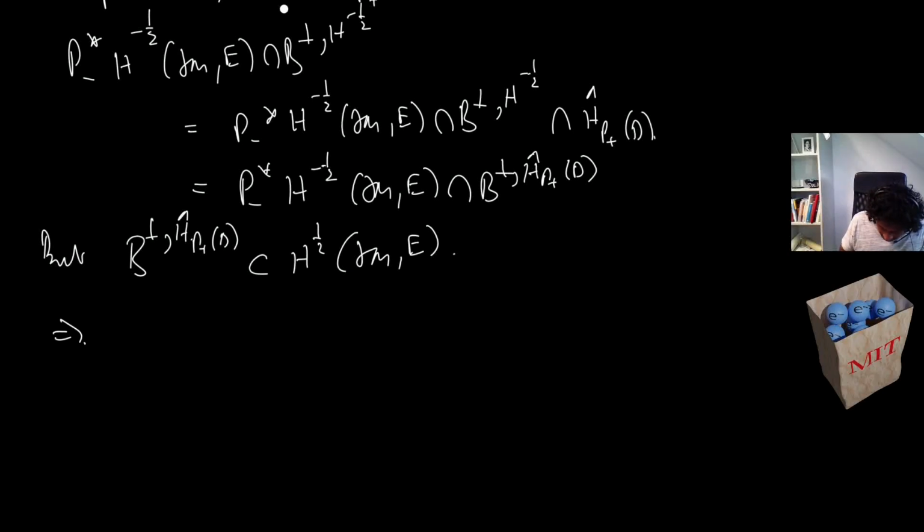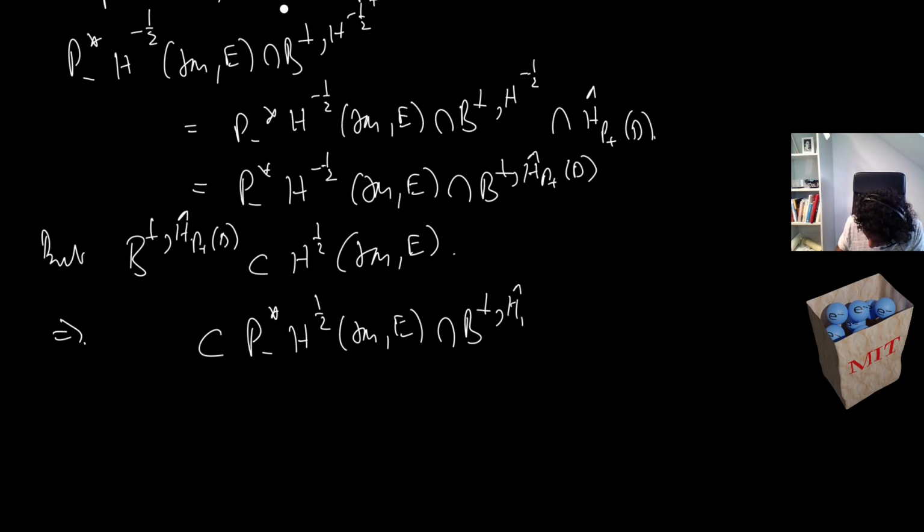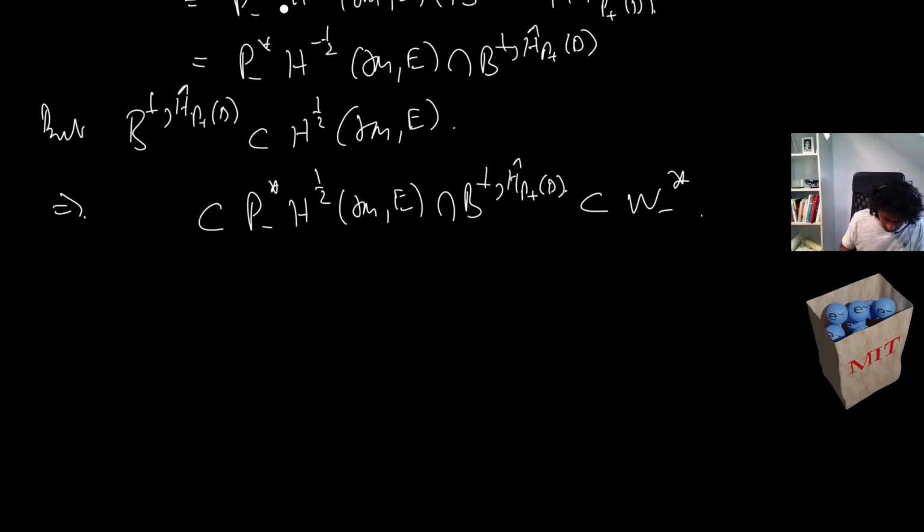So that means that this space is actually contained now in, well, it's contained in P minus star H a half of partial ME intersect B perp H check P plus of D, which is certainly contained in W minus star, right? So that's how it goes. Okay.